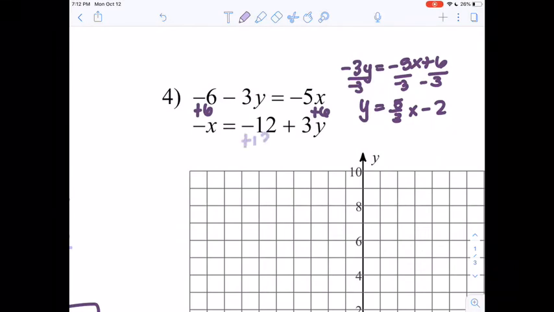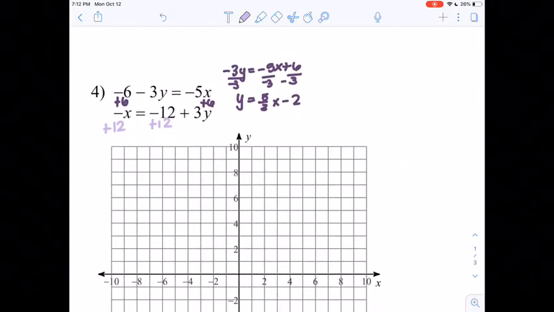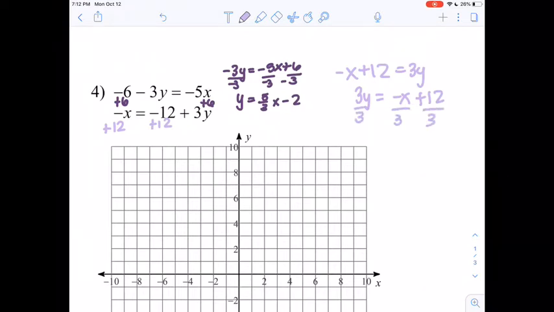I'm going to do the same thing I did to the second equation. So I'm going to add 12. Let me move this over here. So that becomes -x plus 12 equals 3y. Now if this bugs you that the y is on the opposite side, you could flip the whole equation around. So I could just say this is 3y equals -x plus 12. Okay, and then I'm going to divide everything by 3. So my equation is y equals -1/3 x plus 4.